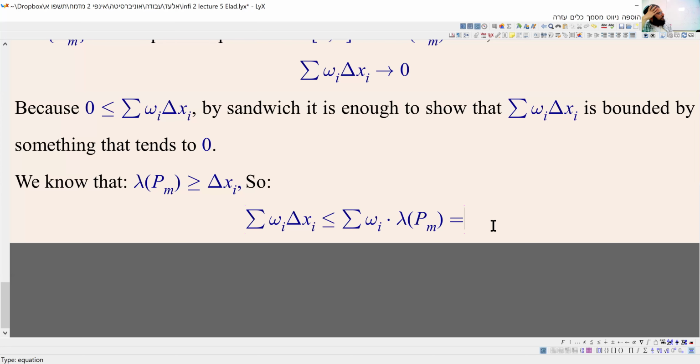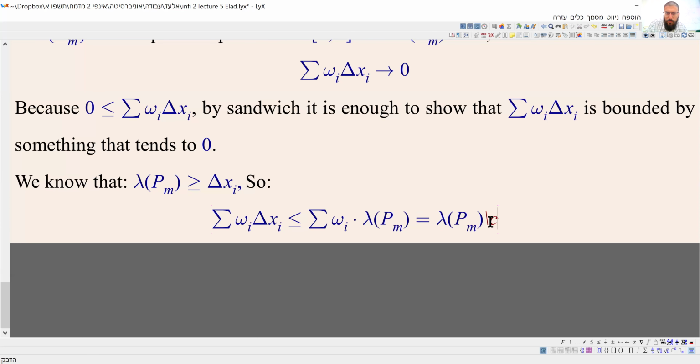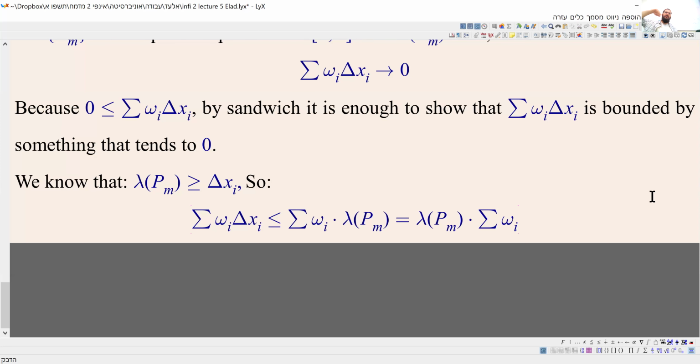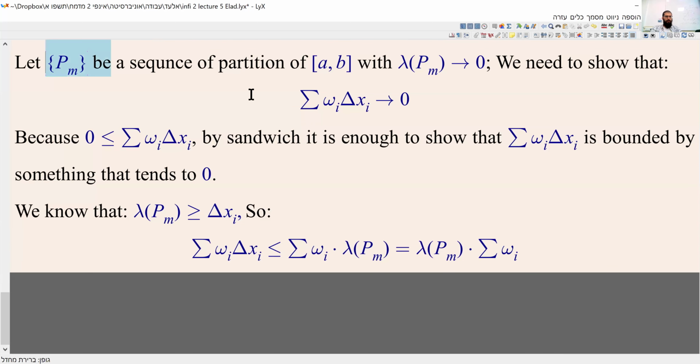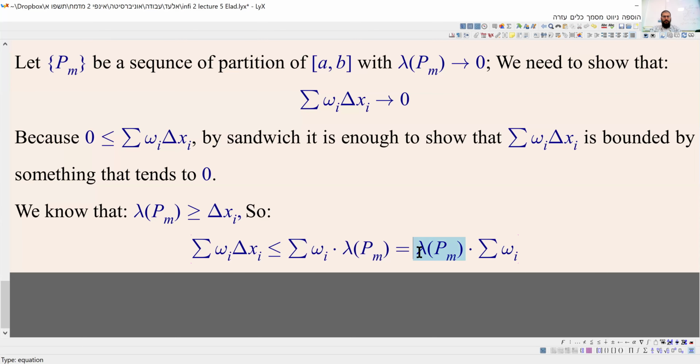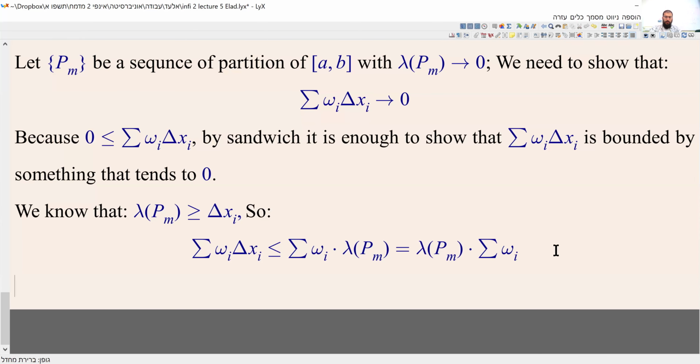Considering the sum of omega I, I can put it out from the sum. It's always positive because it's the largest of all length of the subsegments. Every delta is positive because it's length of some segment. And now we know that lambda PM tends to 0. That's by definition of our sequence of partitions. So lambda PM goes to 0.